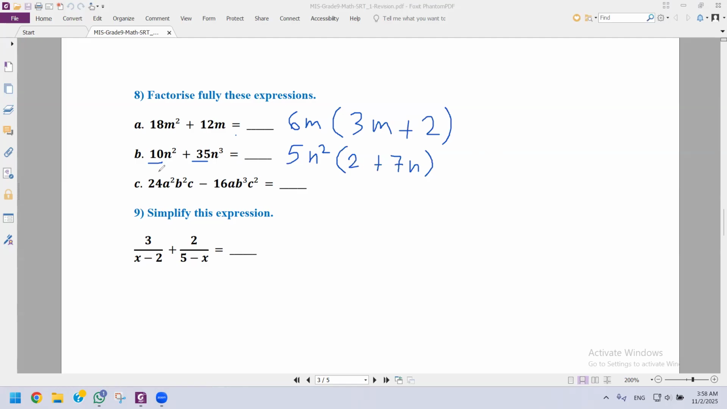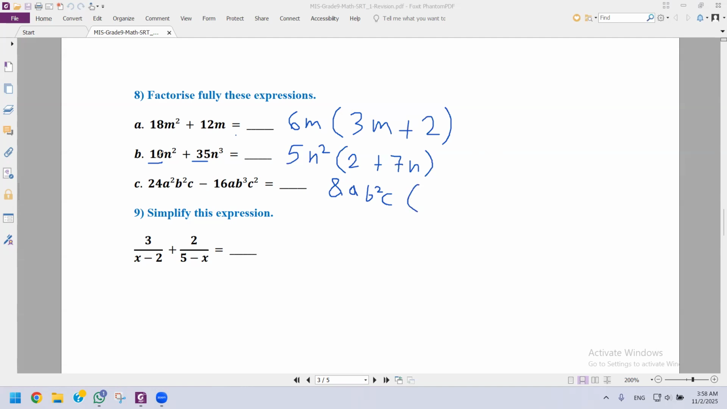Last one, 24 and 16. Both of them can be divided by 8. Now, a square and a, I take a. b square, b cube, we take b square. c and c square, we take c.